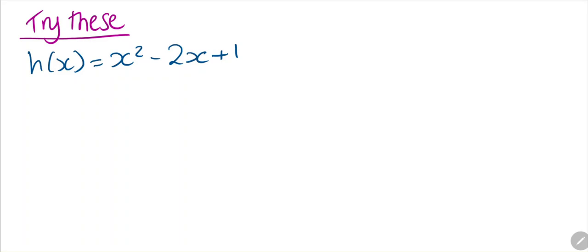Okay, so try a few questions. So have a look at this one. And have a look at h of x is equal to 1 divided by x plus 7. So you look into two functions to find what f of x and g of x would be.